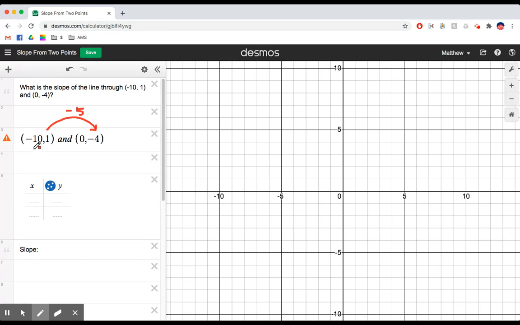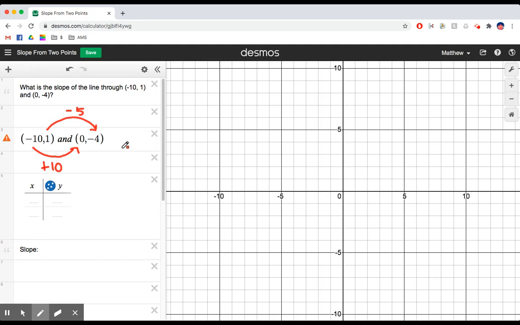And then let's go to your x coordinates. How do you get from a negative 10 to a 0? We're going to have to add 10, right? So negative 10 plus 10 is 0. So there you go. Change in y is negative 5. Change in x is 10. So our slope value should be negative 5 over 10.